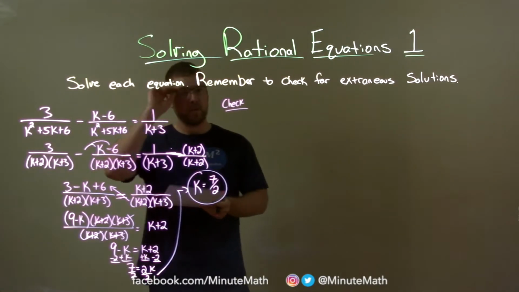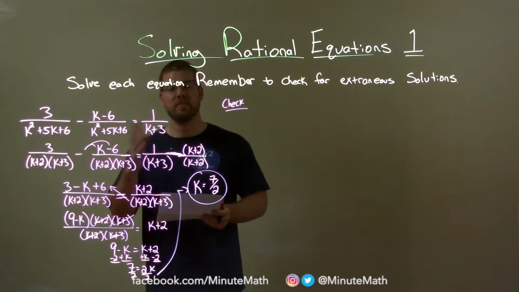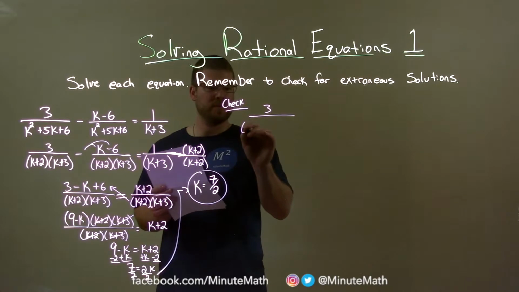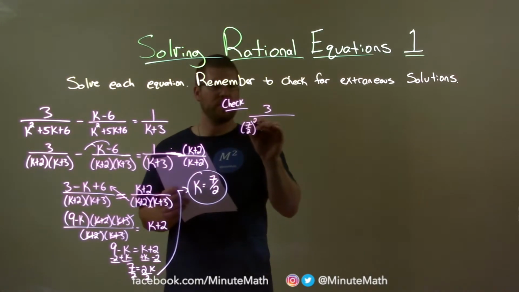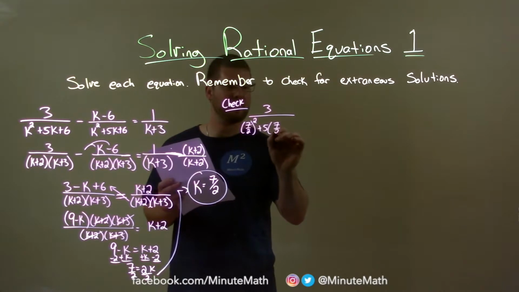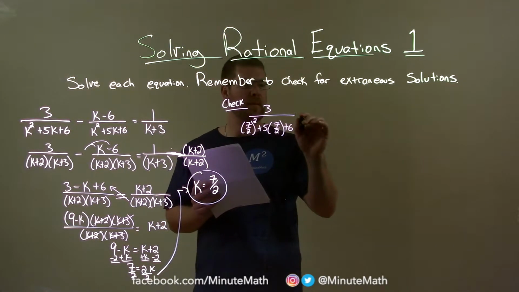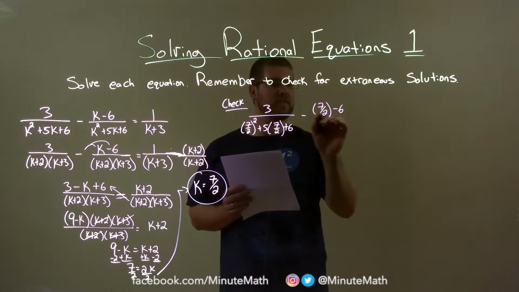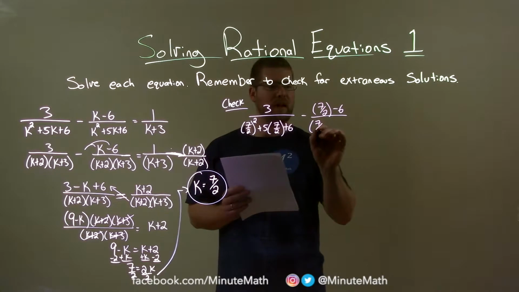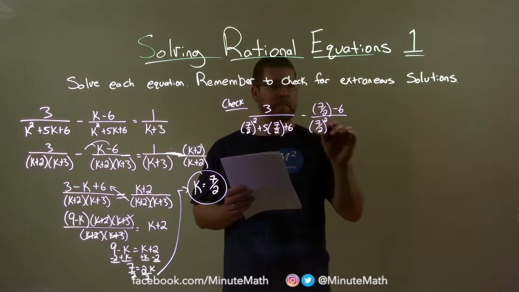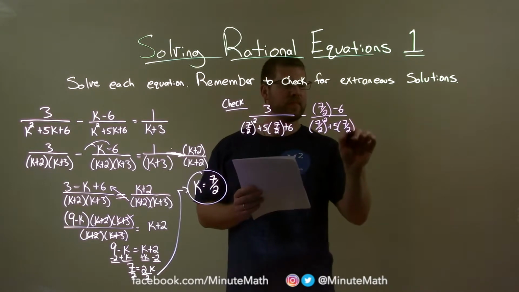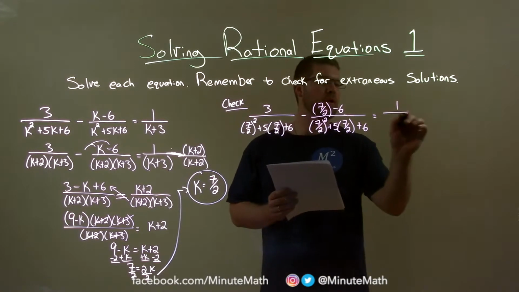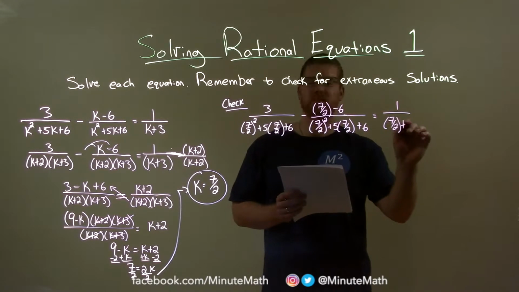I'm going to rewrite my original equation, and instead of k's, put 7 halves, and see if the left and right-hand side of the equal sign are equal. 3 over 7 halves squared plus 5 times 7 halves plus 6, minus 7 halves, minus 6 over 7 halves squared plus 5 times 7 halves plus 6, equals the right-hand side, 1 over 7 halves plus 3.